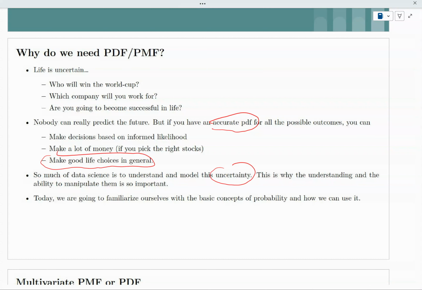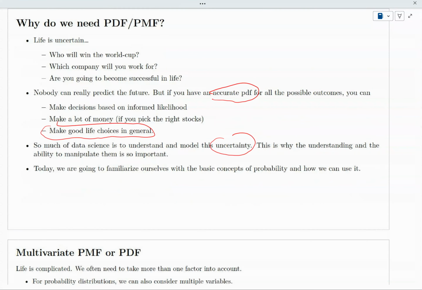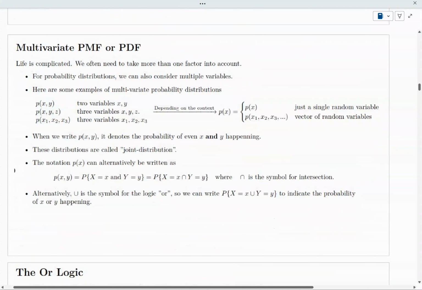Okay? So today we're going to do a little bit more to familiarize ourselves with the basic concepts of probability. Right now we've looked at single variate, but there are also multivariate probability mass and probability density functions. And the way we can write them is like this. This is an example of two variables. This is an example of three variables. Of course, we could end up having a lot of variables. So what we like to do is just write P of x, representing a vector of variables. So P of x is now a vector, which could imply just one, or it could mean a vector of a lot of random variables.